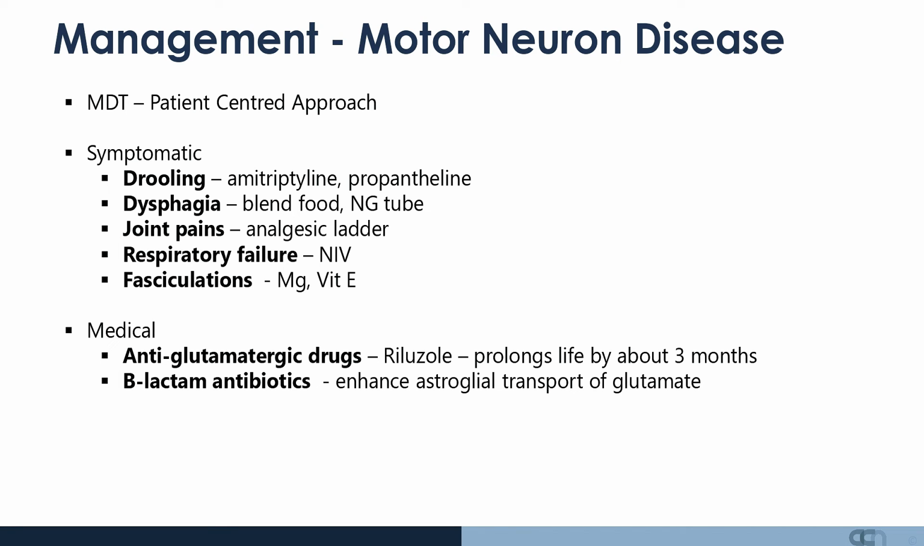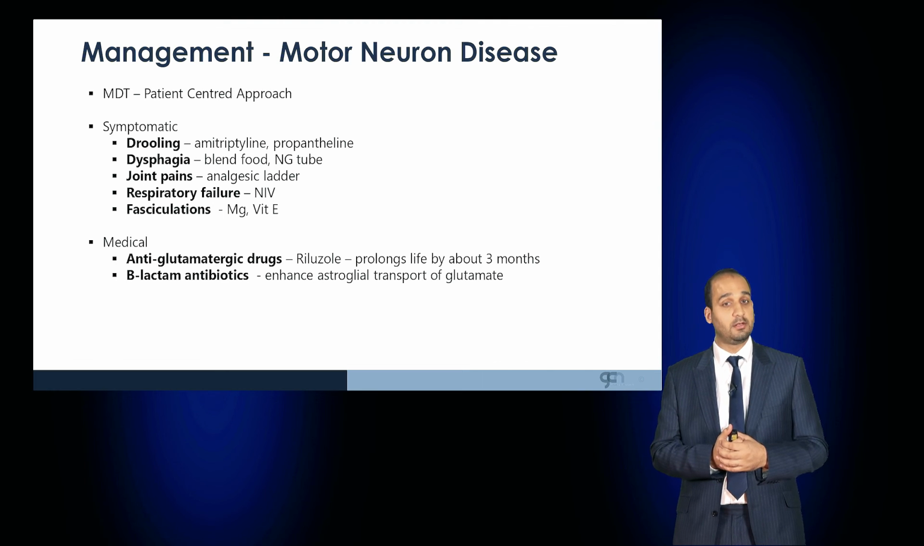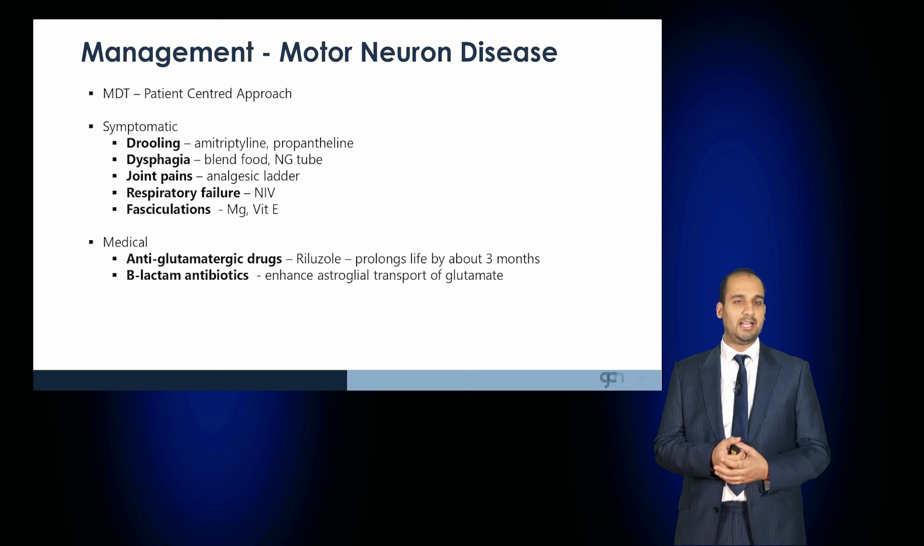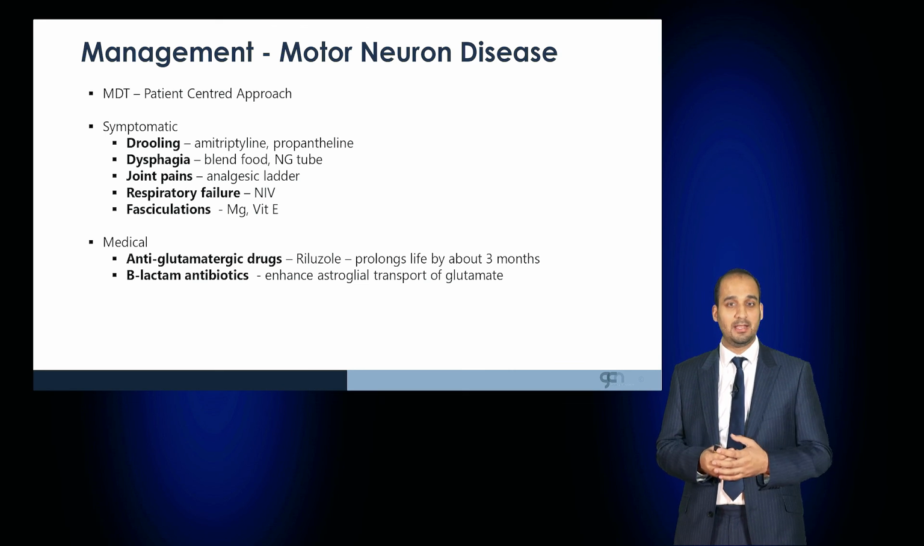Joint pains will require management using the analgesic ladder, and if the patient develops respiratory muscle failure, they may require non-invasive ventilation. Fasciculations can be managed with magnesium and vitamin E.